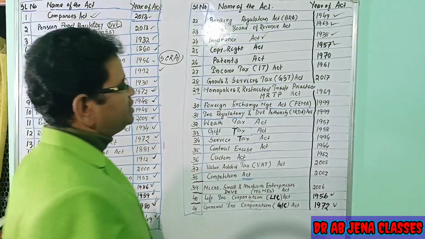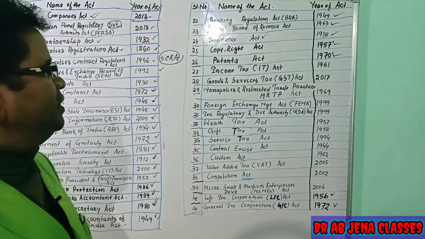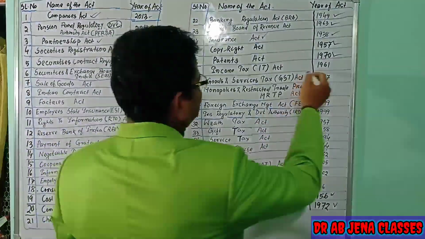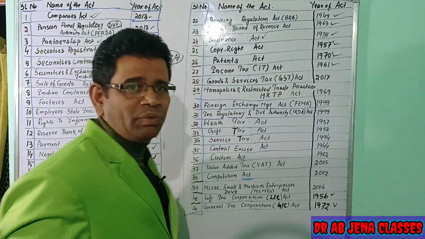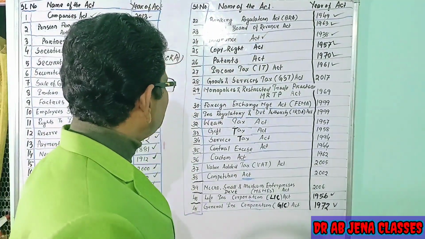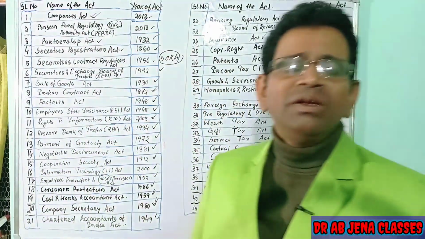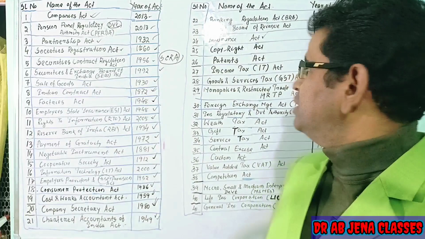Then Patents Act, that is 1970. Income Tax Act, that is 1961. Next, right now everywhere, the government is getting more income or revenue out of the GST.